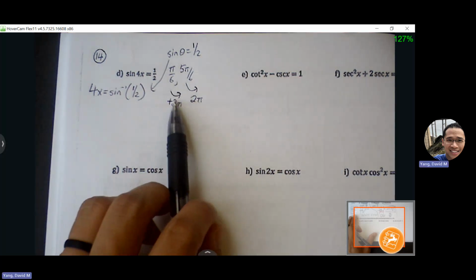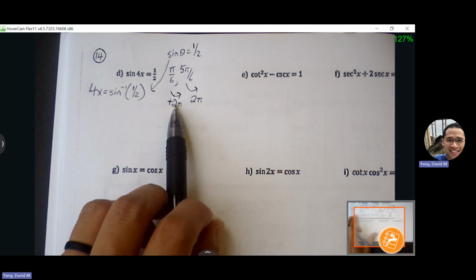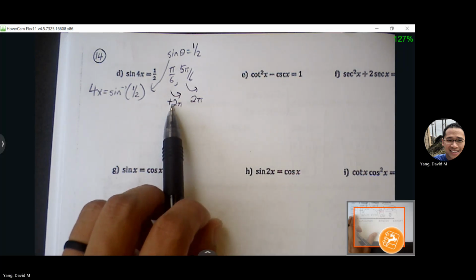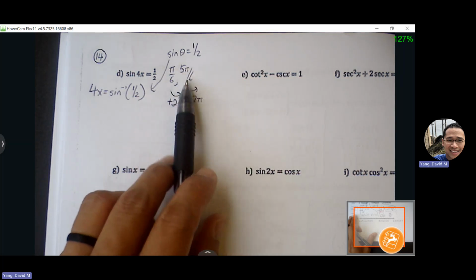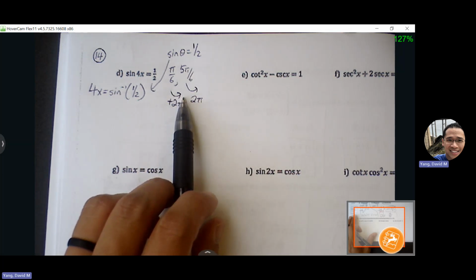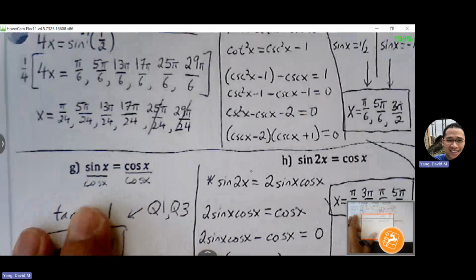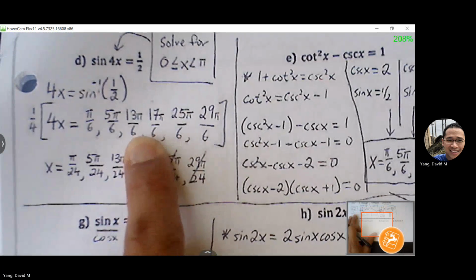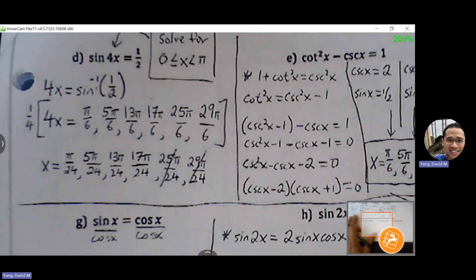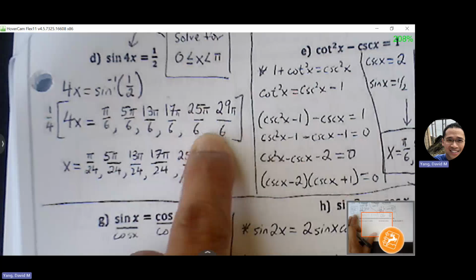So to get the coterminal angles, if I do pi over 6 plus 2 pi, that's the same thing as pi over 6 plus 12 pi over 6. So that's 13 pi over 6. And for this one, coterminal angle, 5 pi over 6 plus 12 pi over 6 is going to be 17 pi over 6. So there's going to be a couple of variations here. Once we get out to 13 pi over 6 and 17 pi over 6, if we keep adding 2 pi, we get 25 pi over 6, 29 pi over 6.